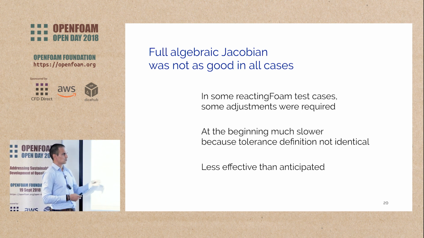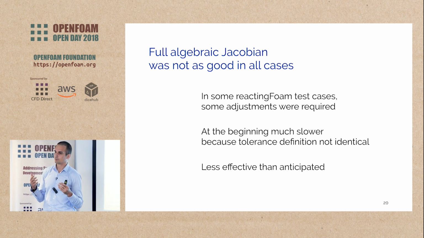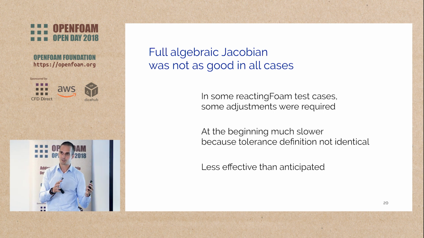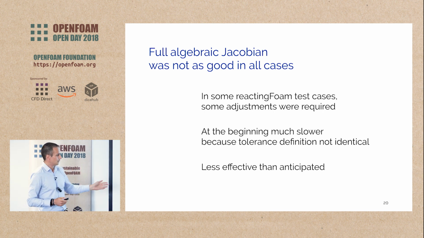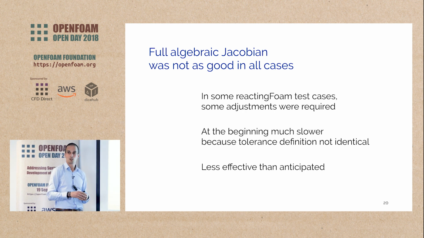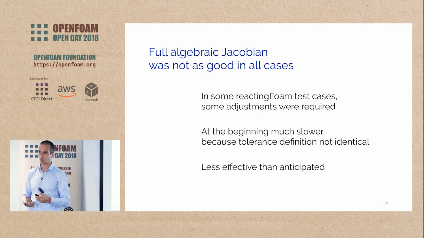At the beginning, it was also much slower because we were not making a fair comparison. For example, tolerances defined in the previous Jacobian were not exactly the same as for the new Jacobian. So it required a lot of effort to understand if things were working well. And of course, we thought it would be way more effective, but by including some additional terms, although you take them into account, it's also sometimes less effective than what you think.